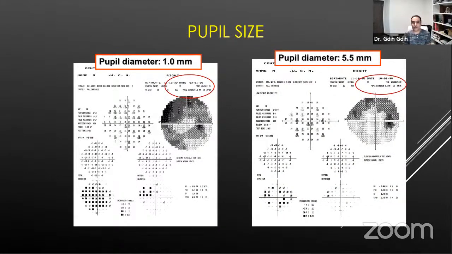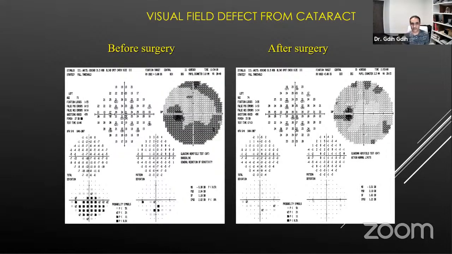So this is an example of pupil size. This is the same patient, same eye, tested with just a 1 millimeter diameter pupil. It showed that visual field. And then when the patient was dilated, it reached 5.5. A patient on pilocarpine did much better after dilation.